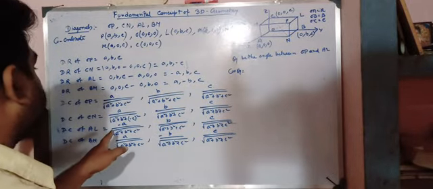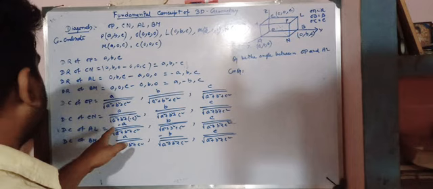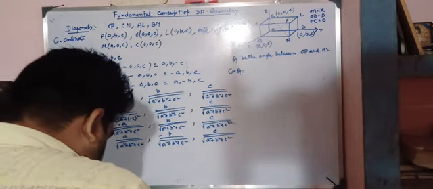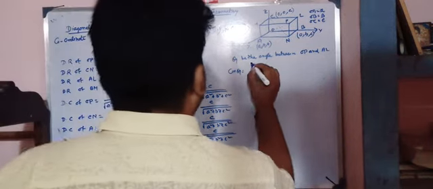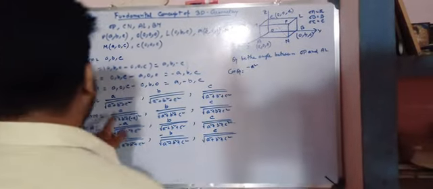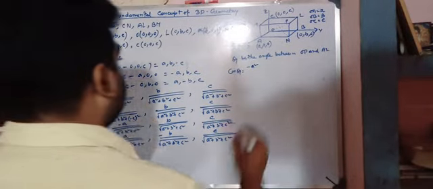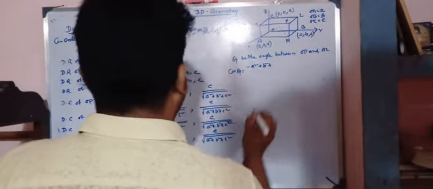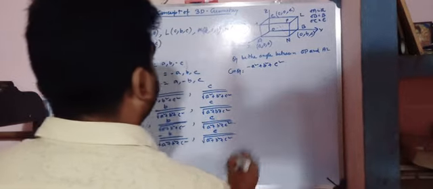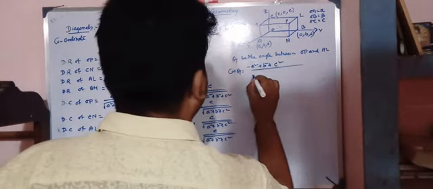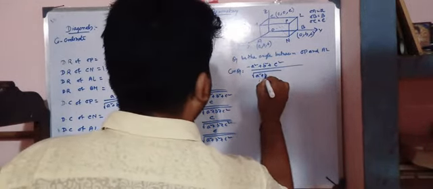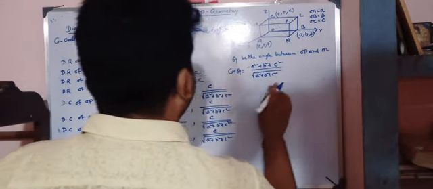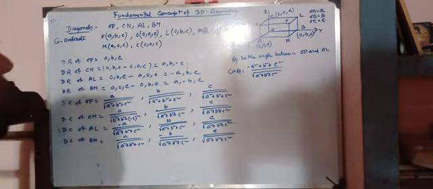So cos theta 1 should be how much? Minus A square, A into A, plus B square plus C square, divided by, obviously, root over of A square plus B square plus C square. Because A square plus B square plus C square should be divided in each of the terms.